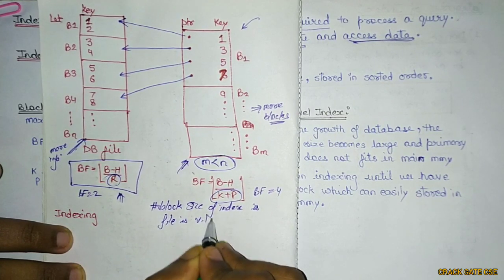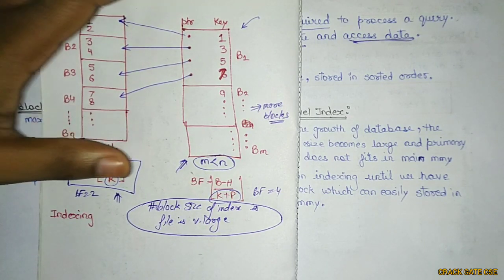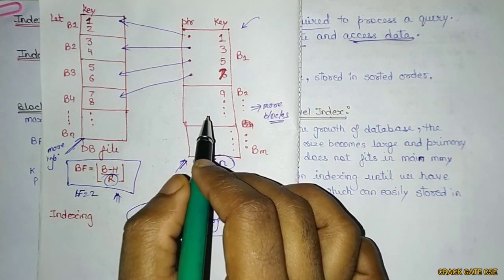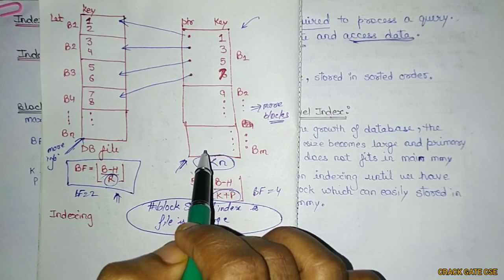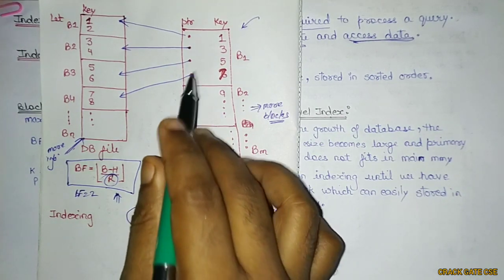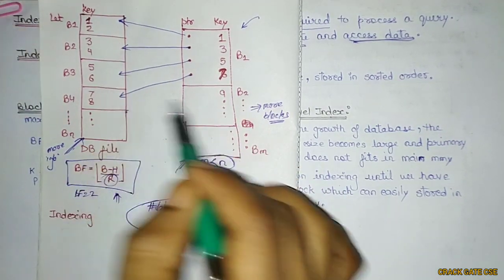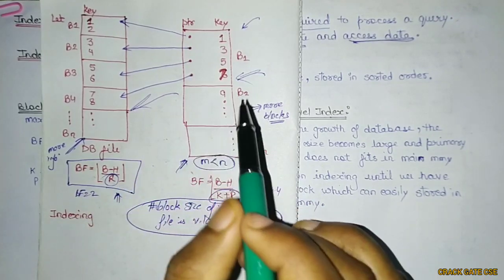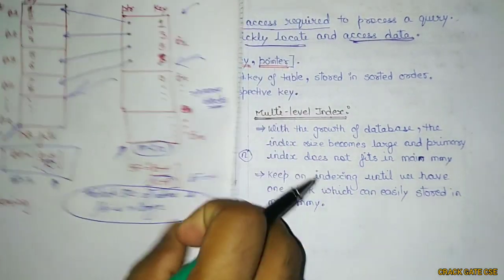And if the number of blocks, or we can say the block size of the index file, is very large. What is the meaning of very large here? If the index file is having a size more than the main memory, that means this particular index file will not be able to fit in the main memory. What does it mean? That means we have to store it in secondary memory, and if we store it in secondary memory, then there is no need to do indexing, because then again we have to access this from the disk, then this from the disk. It will take more time.